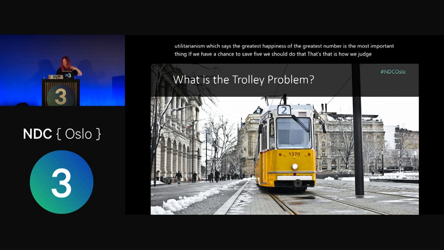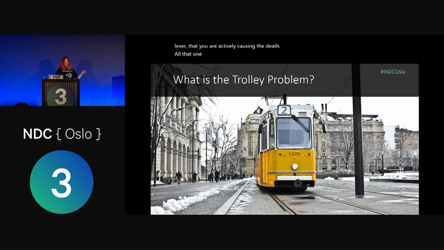The other school is deontological, and they argue that any action is inherently right or wrong regardless of the consequences. So the fact that you are pulling a lever, that you are actively causing the death of that one person, is a worse thing. However, there are, you see I'm laughing, it's not because I'm a sociopath.